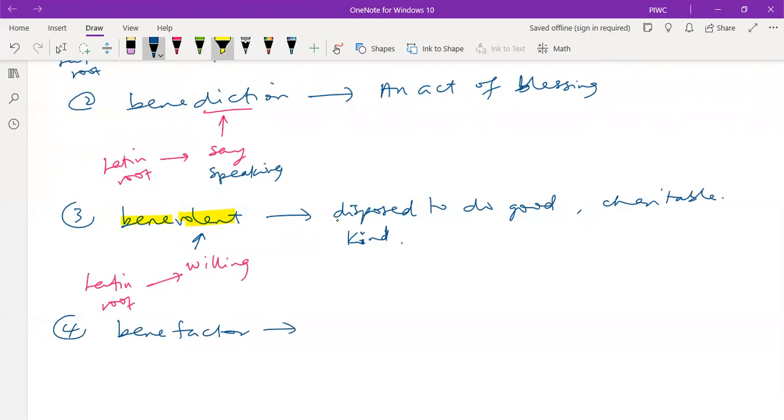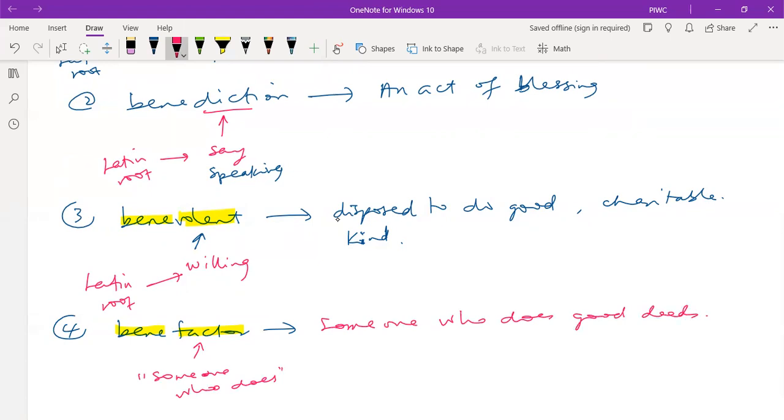All right, so if you look at this, we have bene, which refers to an act of doing good or being helpful, and then factor. Factor, the Latin word, like someone who does. It comes from someone who does something. So benefactor, it's someone who does good deeds. That's a benefactor.